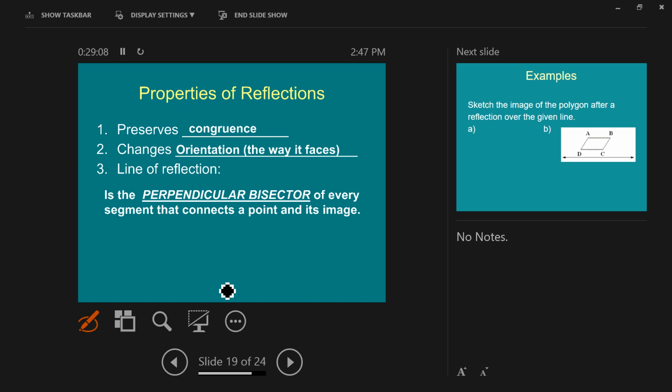Okay, and then your line of reflection definition is that it's a perpendicular bisector of every segment that connects a point and its image. So the difference, I had someone ask me earlier, the difference between a bisector and a midpoint is just the point in the middle, right? A bisector is going to be a line that goes through the middle.